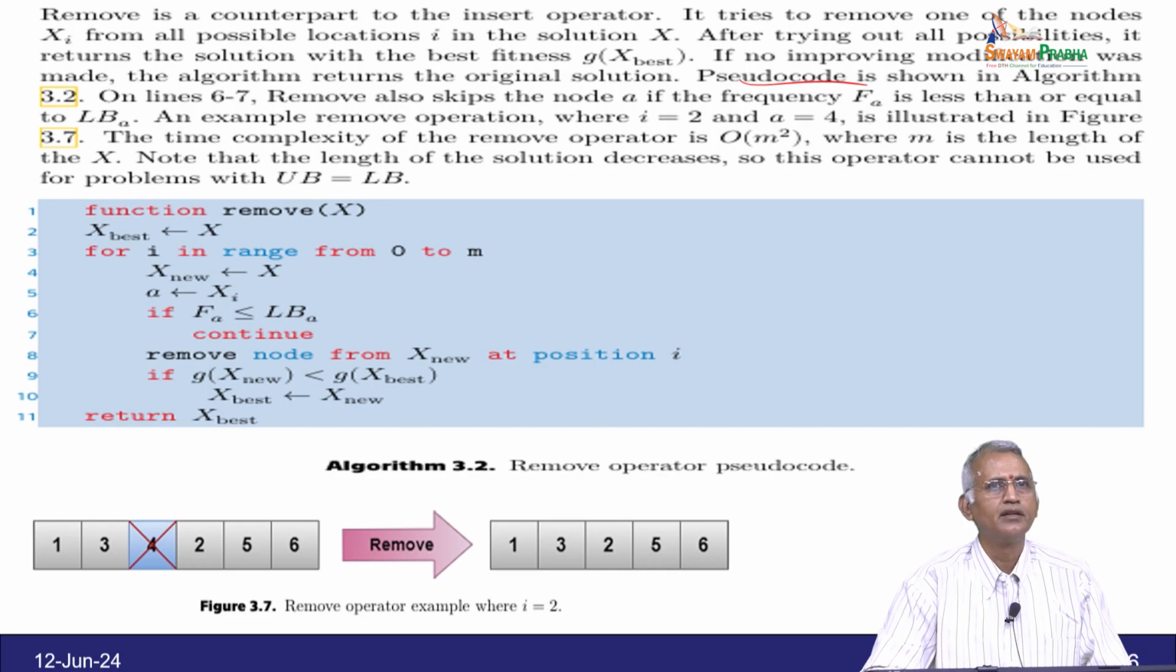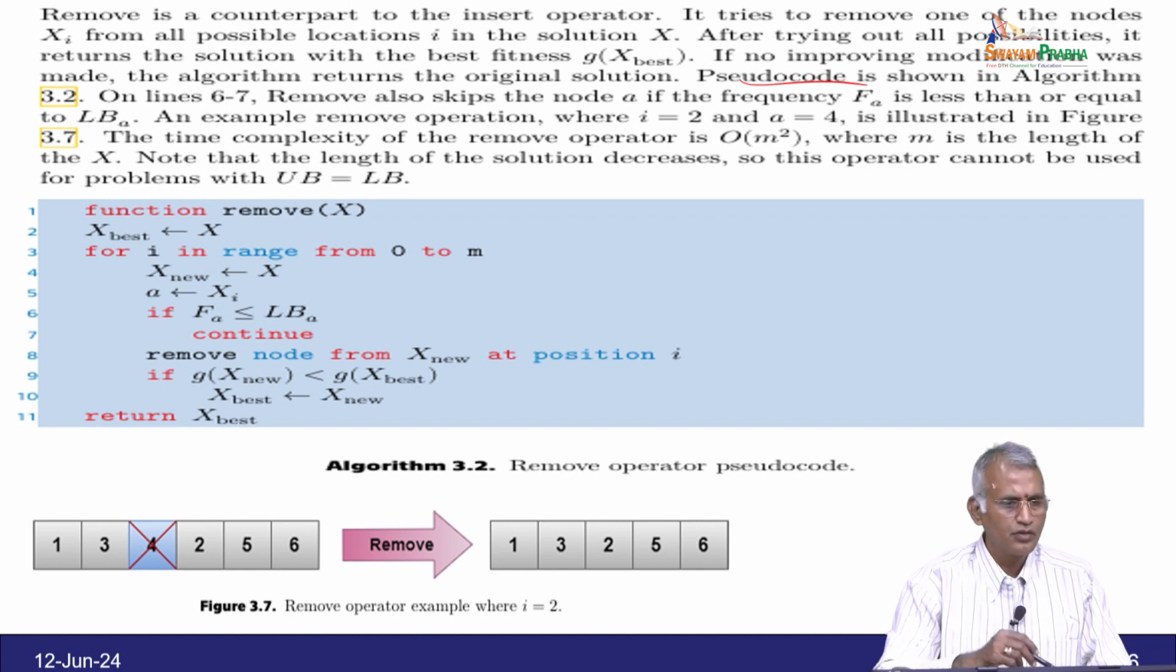An example remove operation, where i equals 2 and A equals 4, is illustrated in figure 3.7. The time complexity of the remove operator is order of m square, where m is the length of x. Note that the length of the solution decreases, so the operator cannot be used for problems with upper bound equal to lower bound.